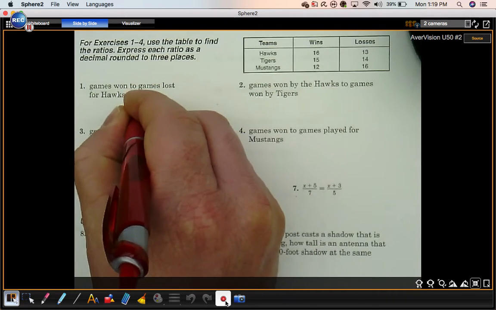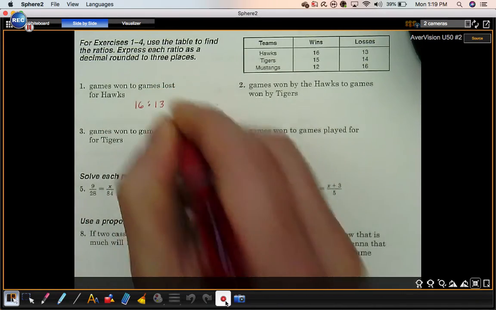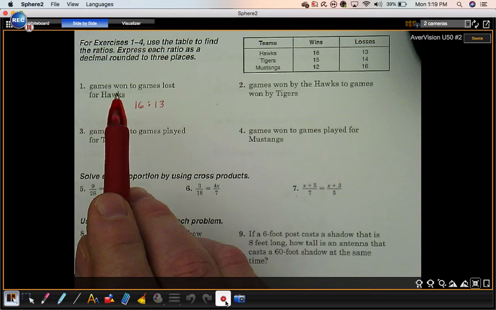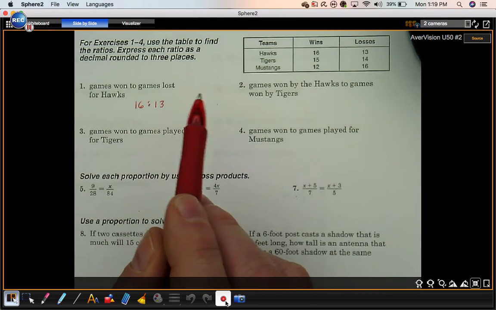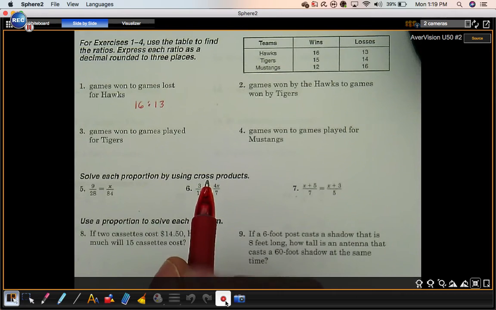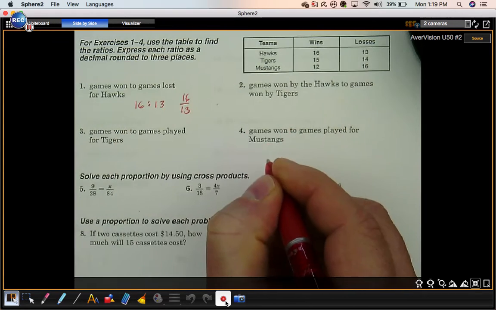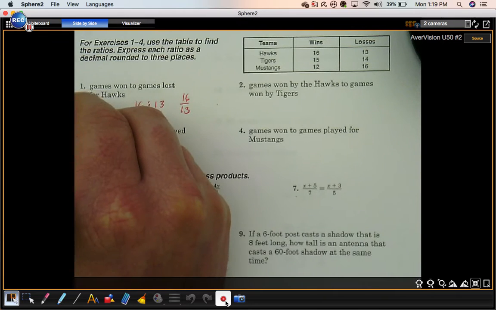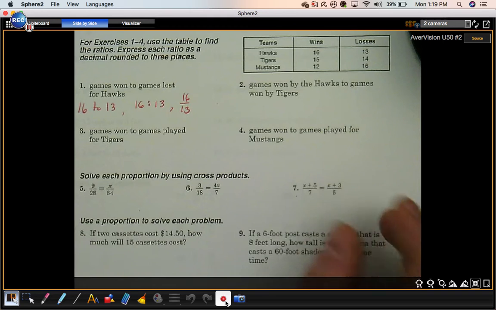We know that the Hawks have won 16 games, and we know that they've lost 13. So the ratio would be 16 to 13. You could write it like this, or you can write it as a fraction, 16 over 13. Totally up to you. Maybe I'll just write it out. Any one of those 3 ways are acceptable.